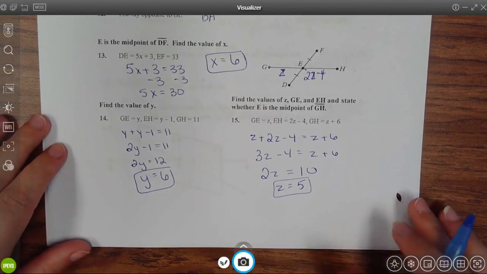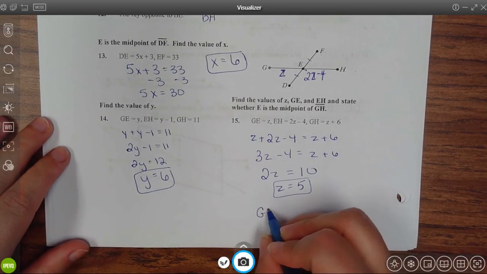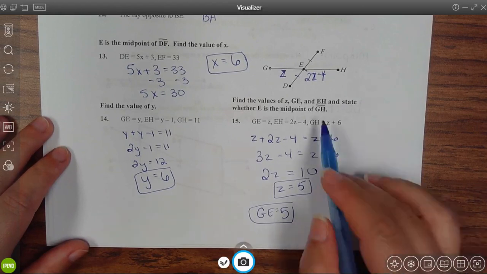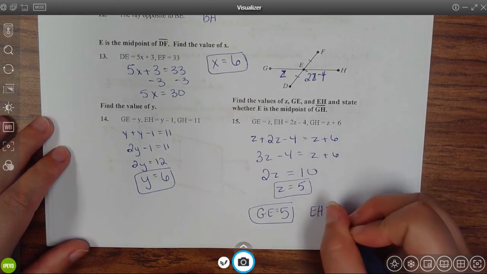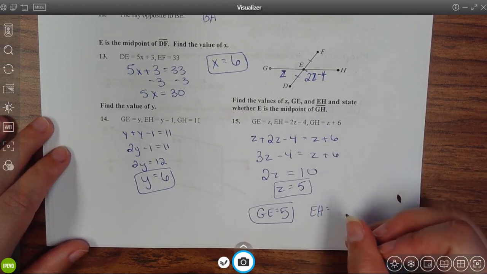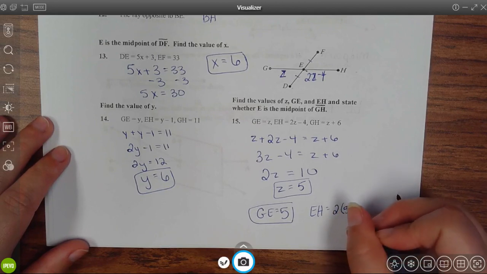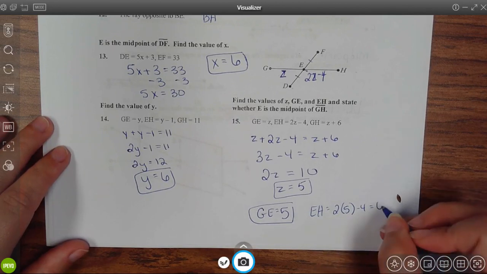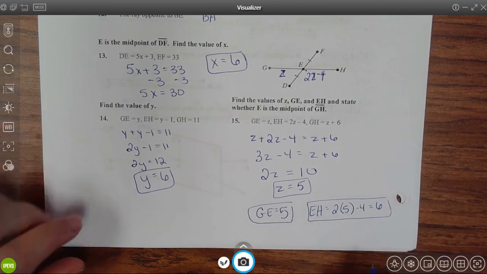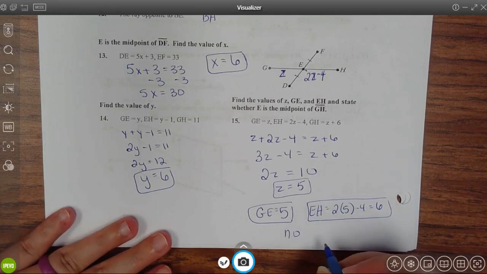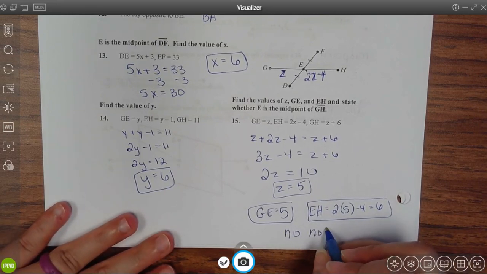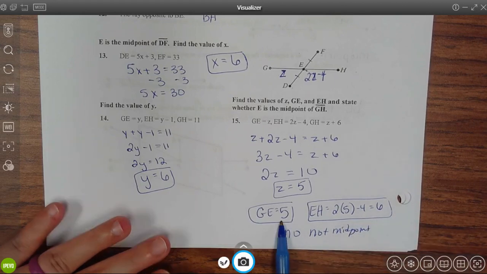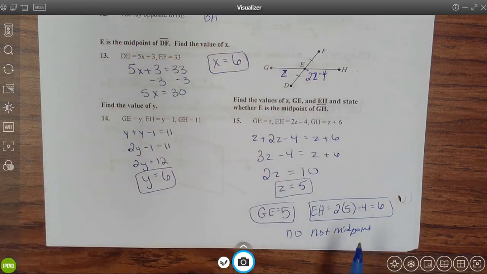If we plug that back in for GE, GE is equal to z, so GE is 5. EH would be equal to 2 times 5 minus 4. So EH, that would be 10 minus 4, that would be 6. So EH is 6. So no, E is not the midpoint because one side of the segment is 5 and the other side is 6.